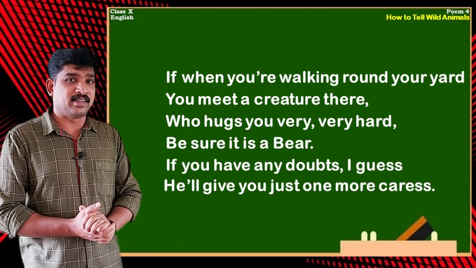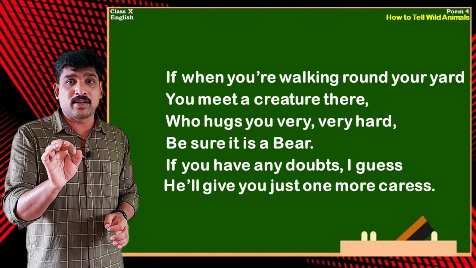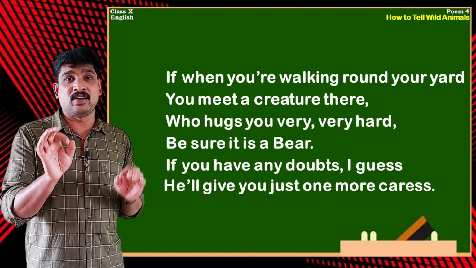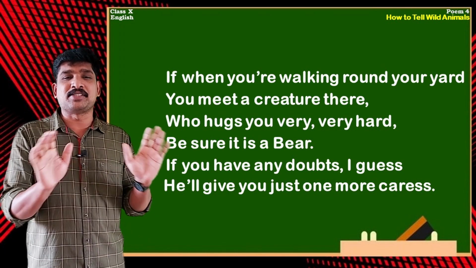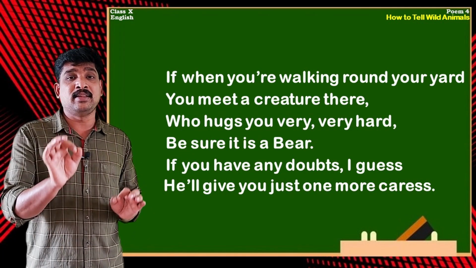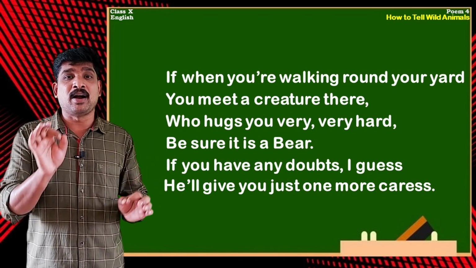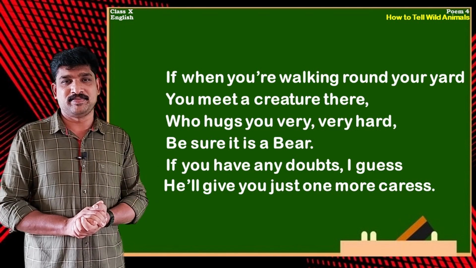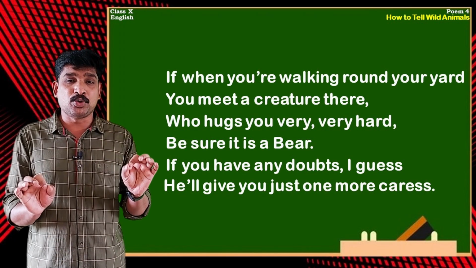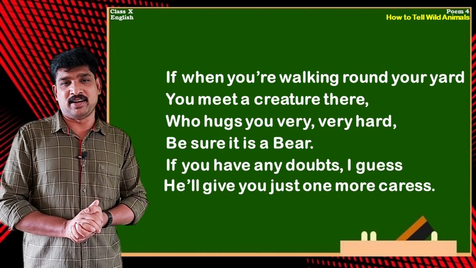Here in this fourth stanza, the poetess introduces the bear to the reader. She says, if you are walking in the lawn area or the courtyard of your house and you meet a creature which hugs you tightly, it is a bear. She further adds that if you are still in doubt regarding the identity of the animal, the easiest way is that he will keep hugging and touching you very gently. This act of this animal will make you sure about its identity. You will come to know that it is a bear when he gives you another tight hug.